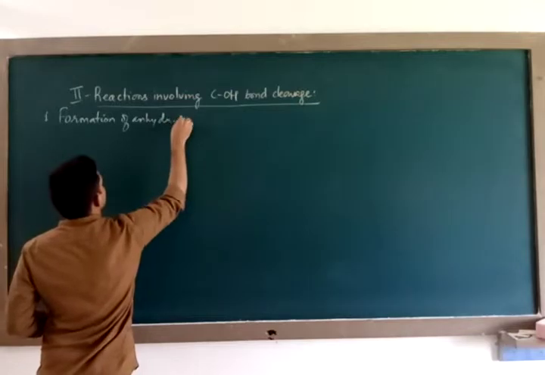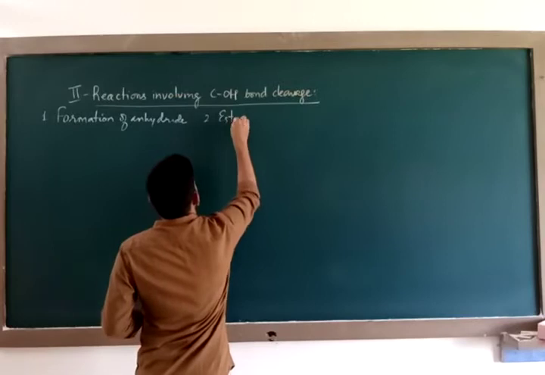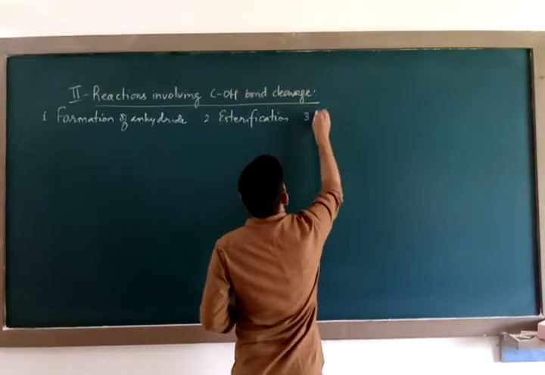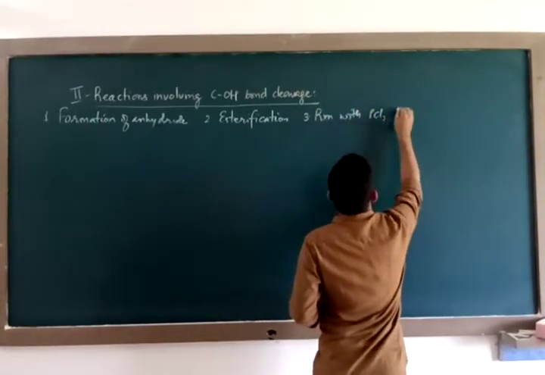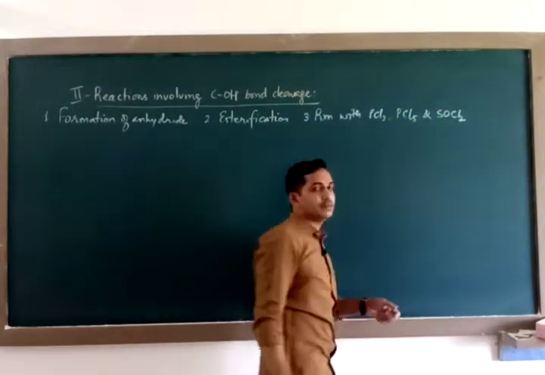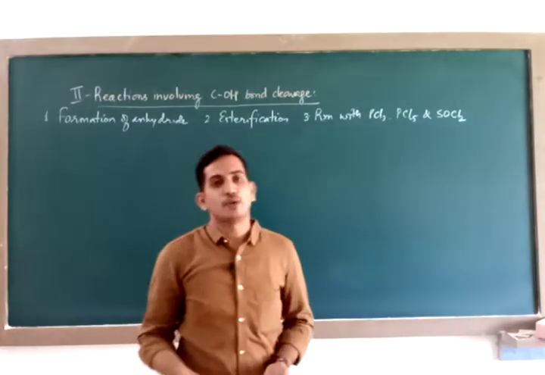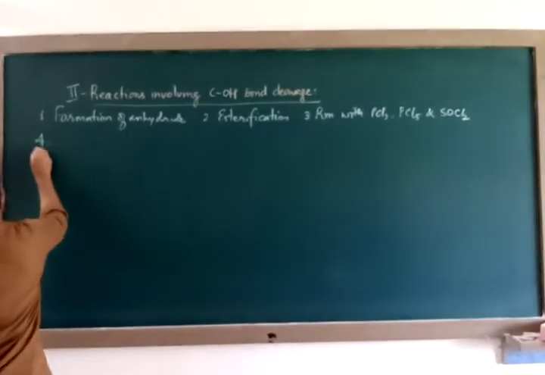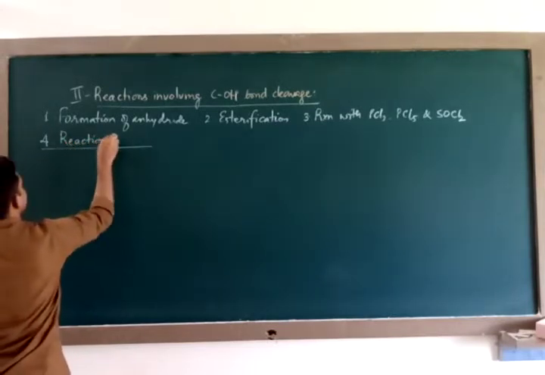The second property was esterification. The third property was reaction with PCl3, PCl5 and thionyl chloride. We have done these three properties. Today we shall continue with the remaining properties. Under the same we have the fourth property, it is reaction with ammonia.